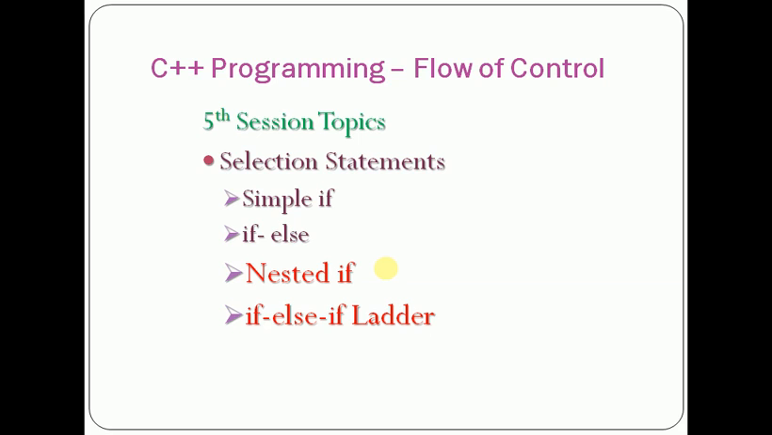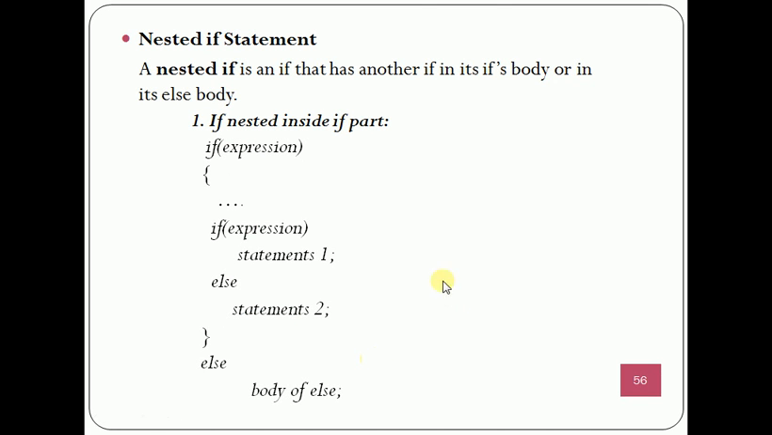In the previous videos, we have seen the selection statements, simple if and if else. Now in this video, let's discuss nested if and the if else ladder. In a nested if, you can add another if, if else, or simple if to the if part or to the else part of an if else statement. So let's see the syntax.